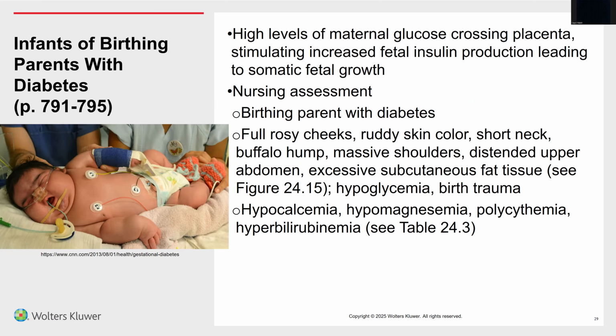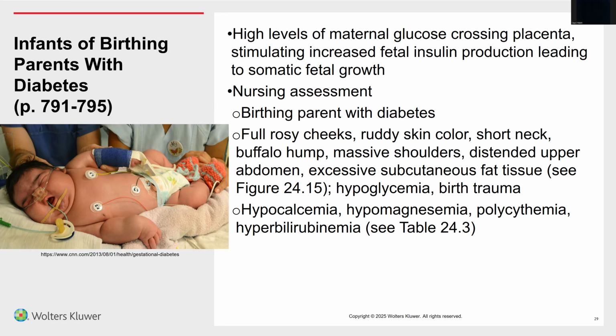Infants of birthing parents with diabetes. So the high levels of maternal glucose cross the placenta, and that stimulates our fetus to increase their insulin production, which leads to that somatic, really big fetal growth, our big babies. Nursing assessment: we are going to be aware of the birthing parent with diabetes and how well controlled it is, and what they're using to control it, whether it's diet controlled or they use medication to control it.